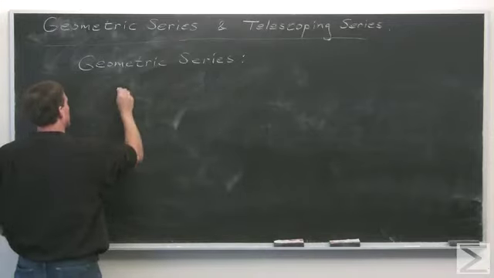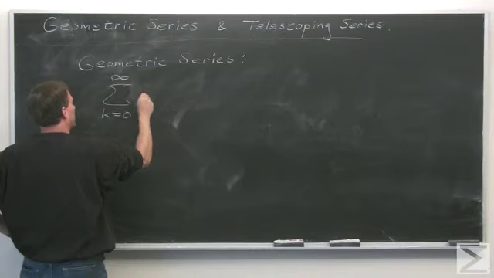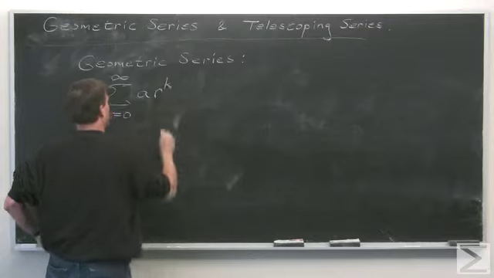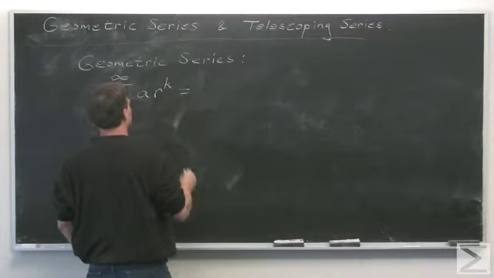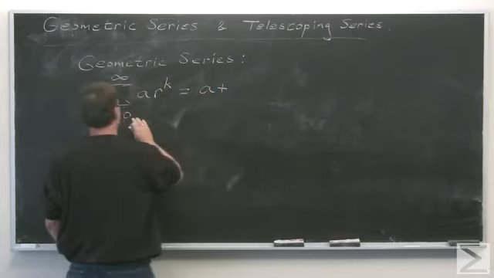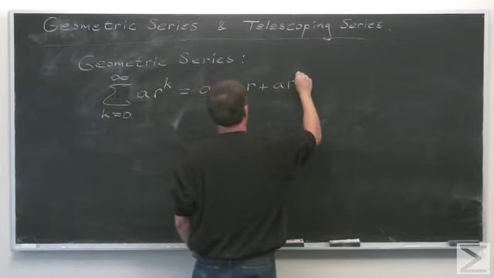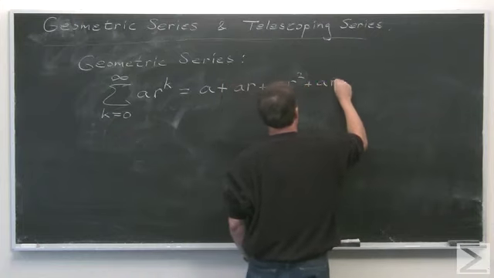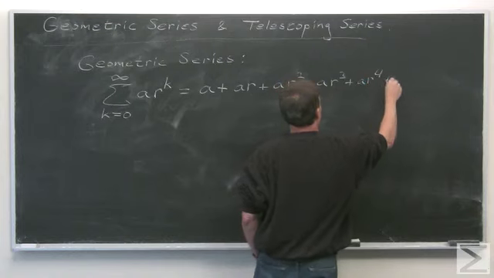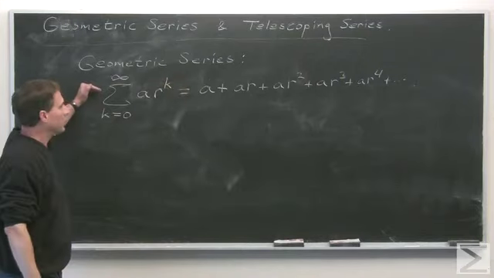Geometric series are series of this form: the sum as k goes from 0 to infinity of a r to the k. So when k is 0, you just start at a. And then when k is 1, you get plus a times r. And then each time you raise the power of r, and so on. This is a geometric series.